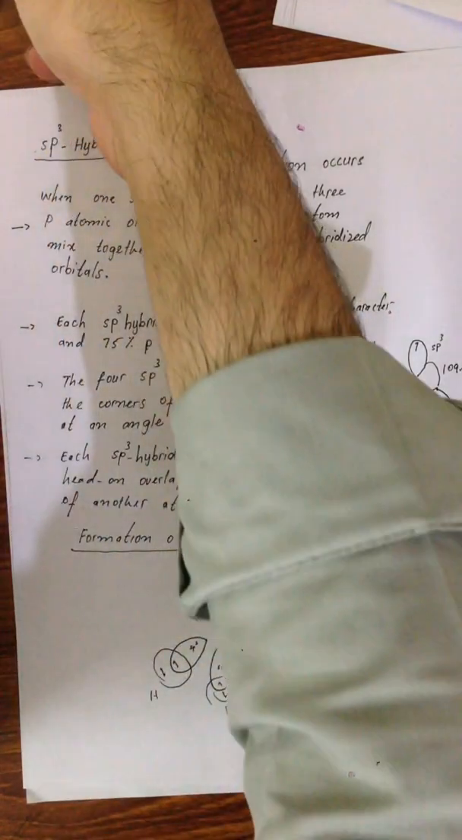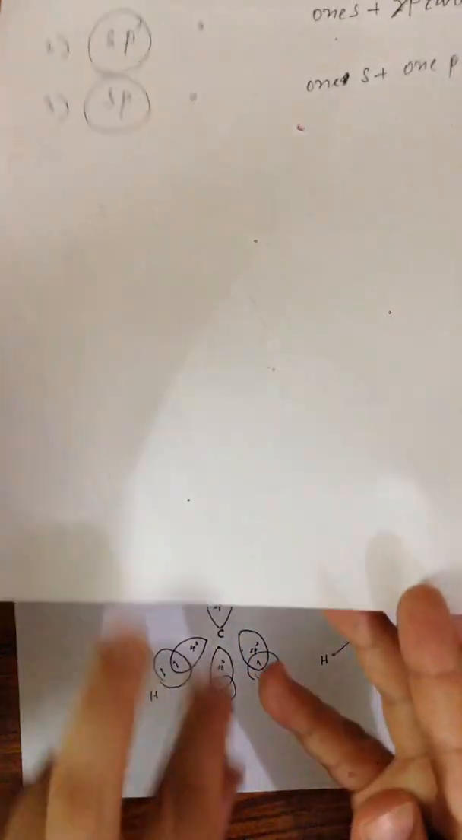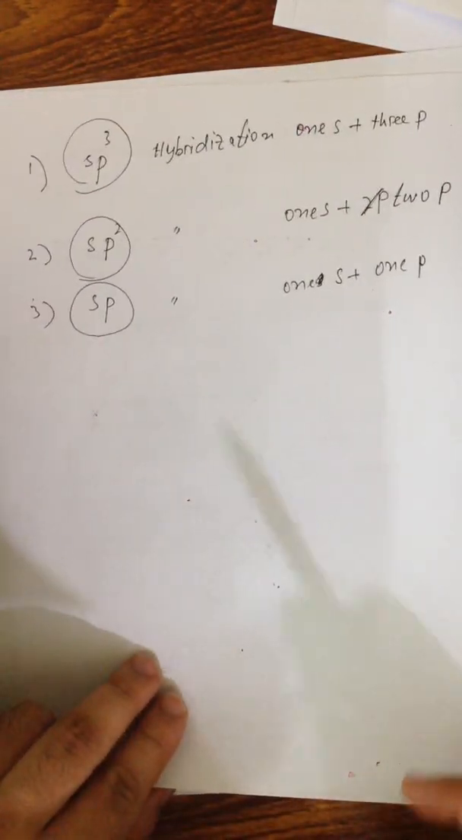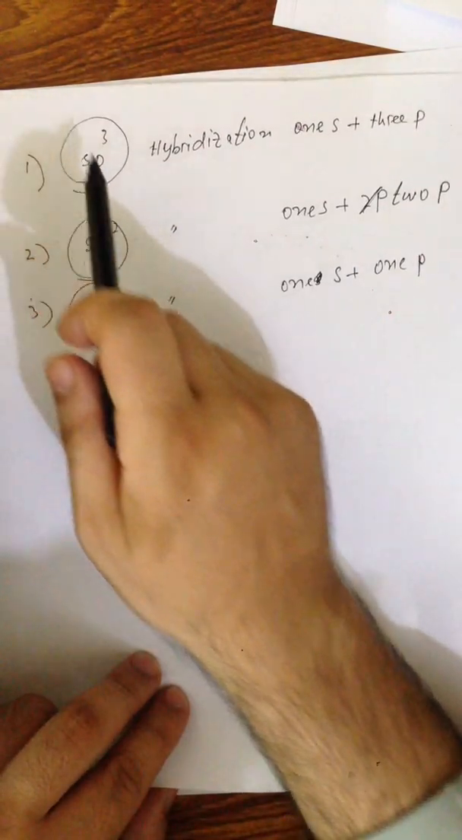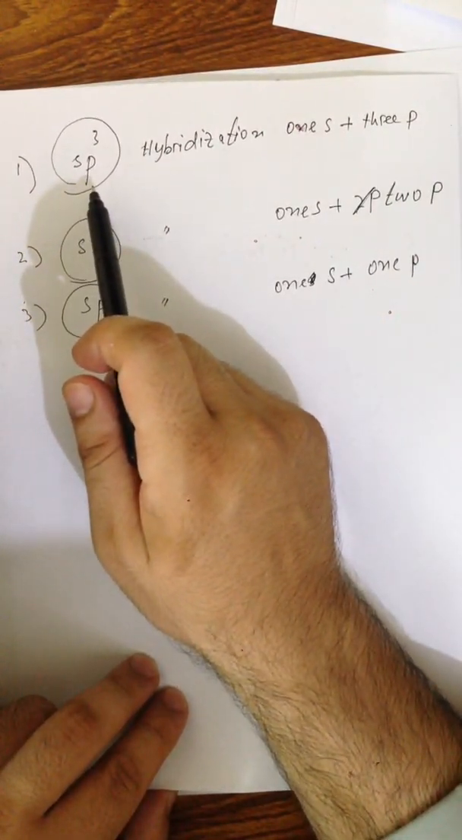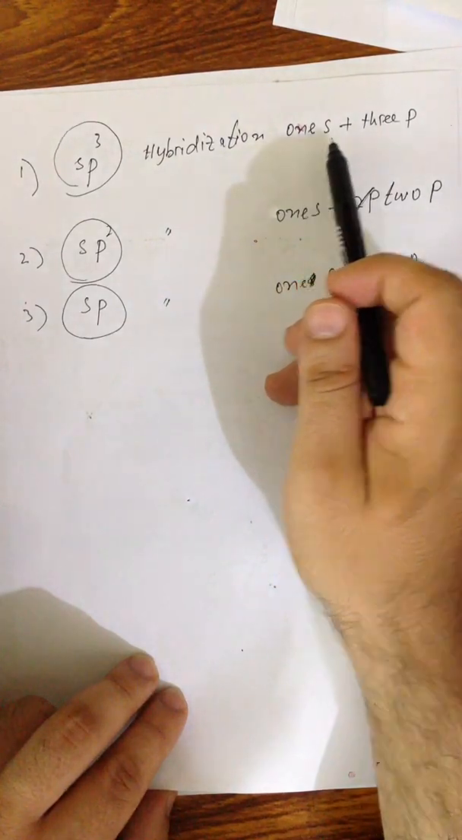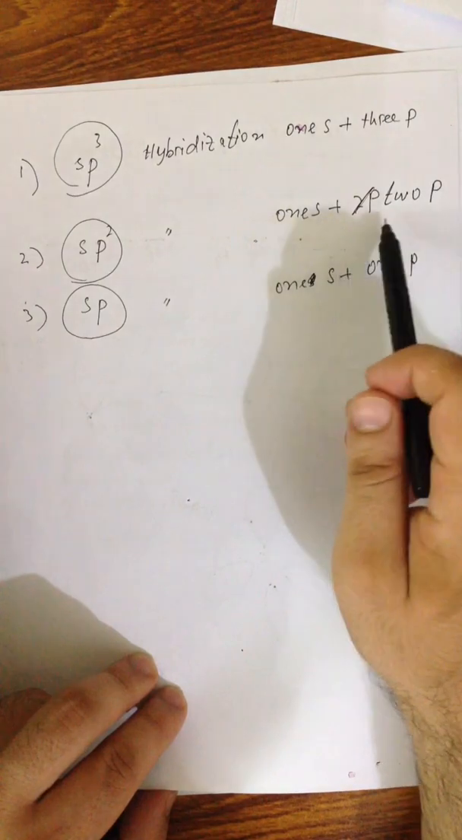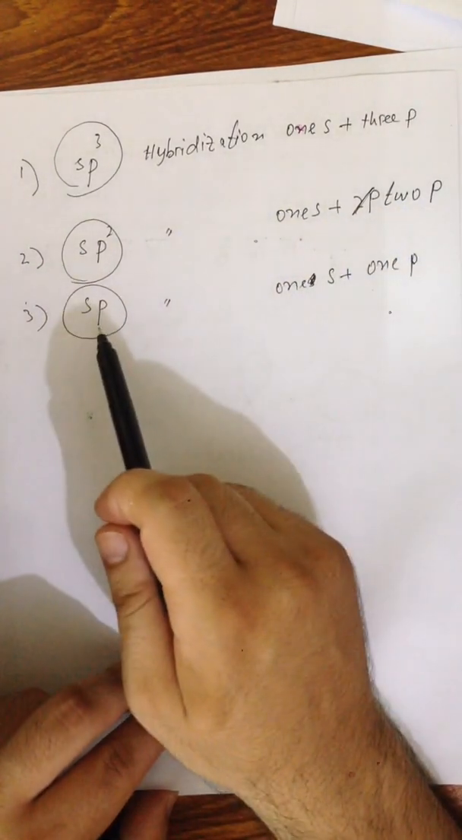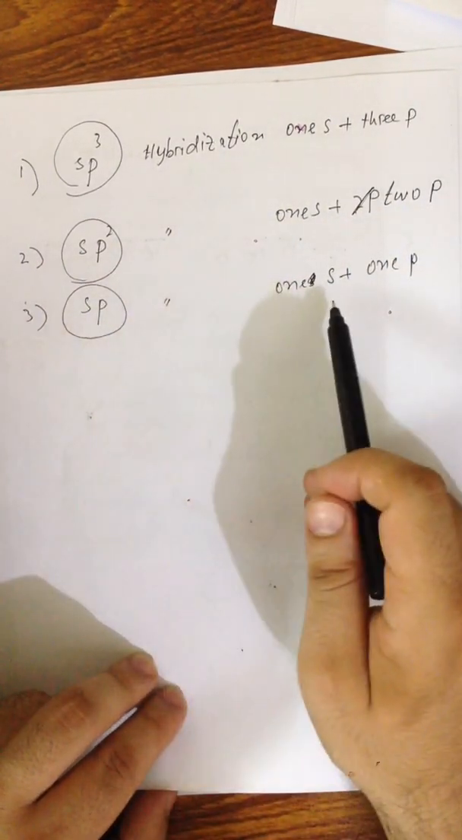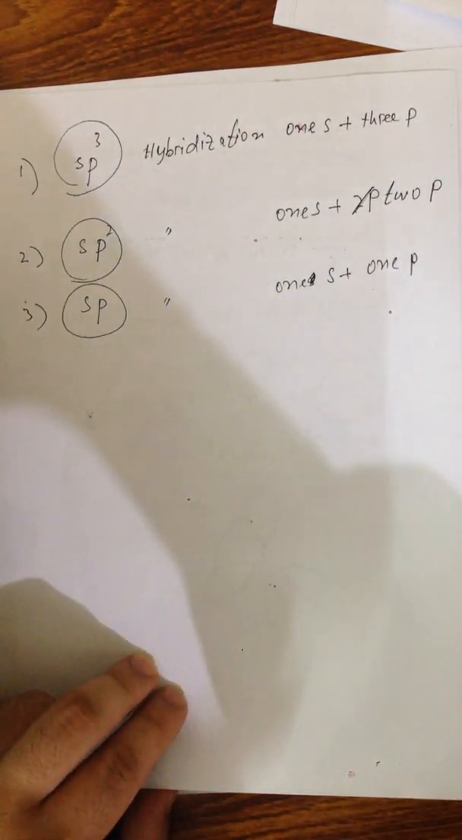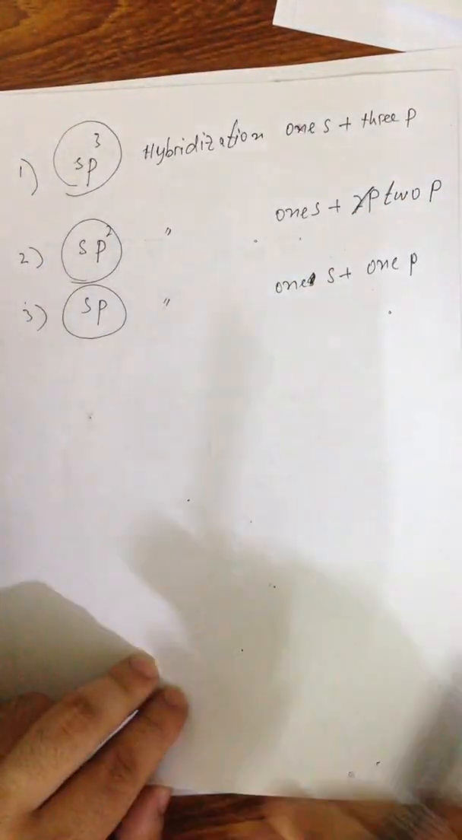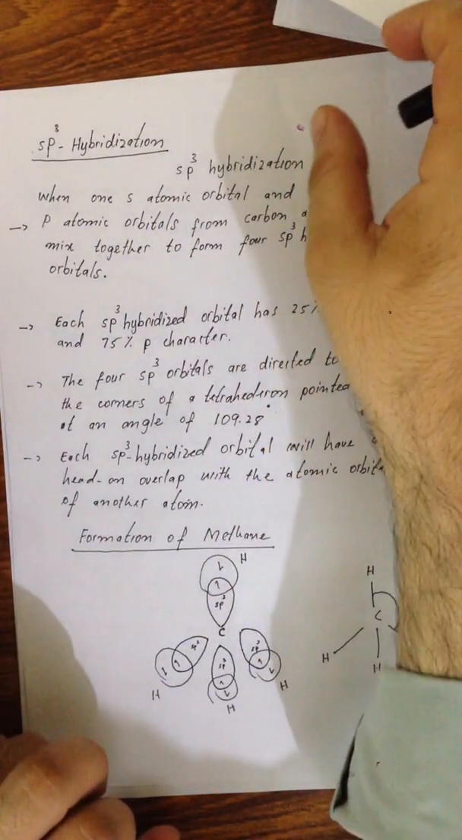There are different types of hybridization. Normally, the kinds of hybridization that we encounter in organic chemistry are sp3 hybridization, which can be written as 1s + 3p, sp2 hybridization, 1s + 2p, and sp hybridization, 1s + 1p. We are going to discuss each type in a little detail.